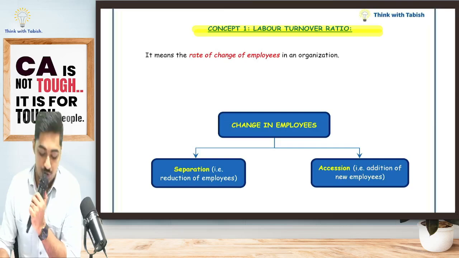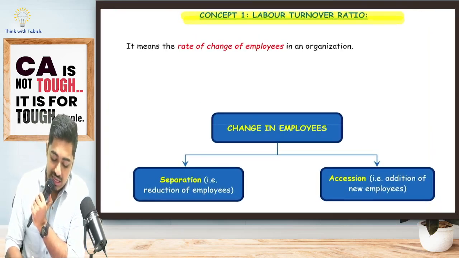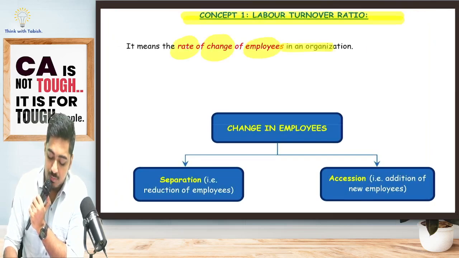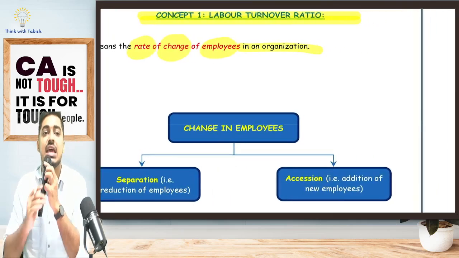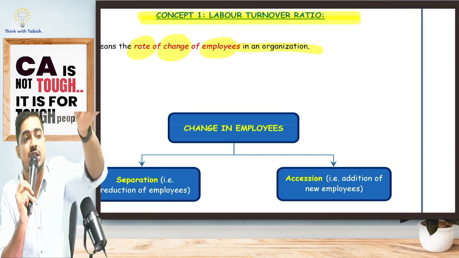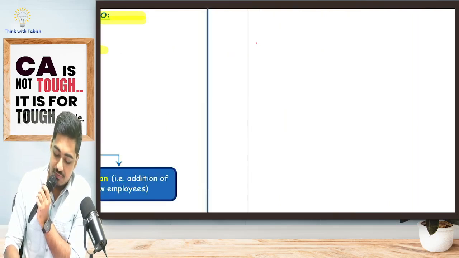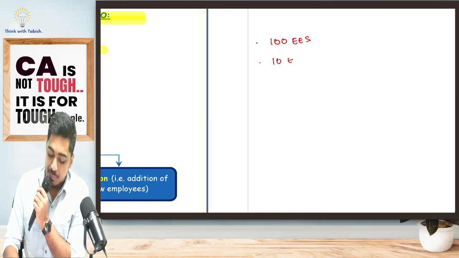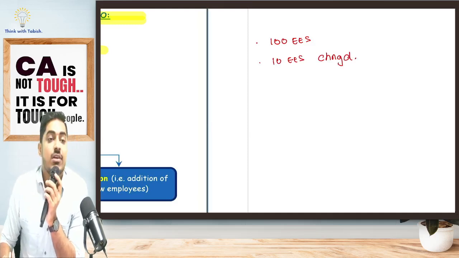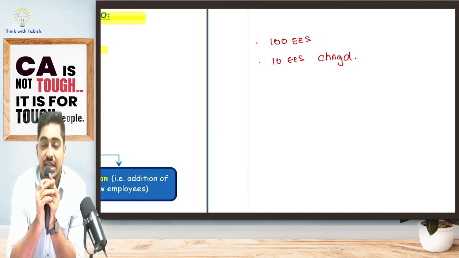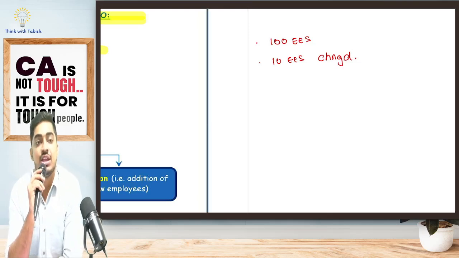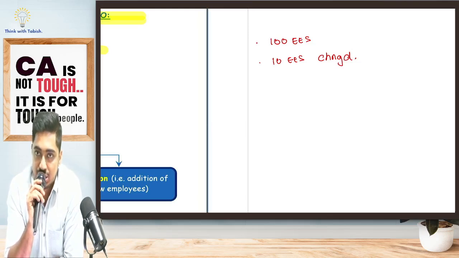Labor turnover ratio. What is a labor turnover ratio? It is the rate of change of employees in an organization. Basically it is telling how much percent employees are changing. Now assume we are an organization which includes 100 employees. In that, 10 employees have changed. I will give you time to write, don't worry. We are an organization in which 100 employees are there. In that, 10 employees have changed. Can you guys tell me how much percentage of employees have changed?